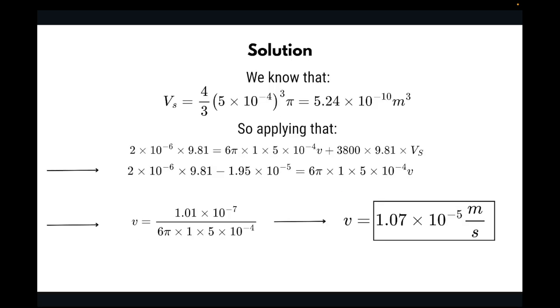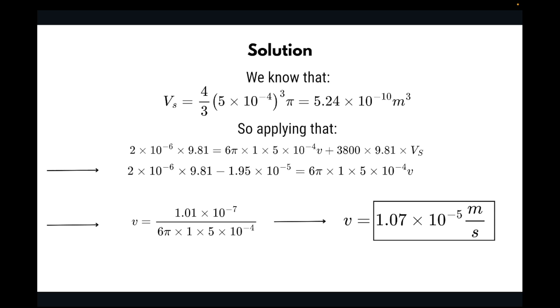Okay, so now we need to actually calculate the volume of the sphere. We know that the volume of a sphere is 4/3 pi r cubed, right? So 4/3 times 5 times 10 to the negative fourth cubed pi. That's going to give us 5.24 times 10 to the negative 10th meters cubed. So a very small ball.